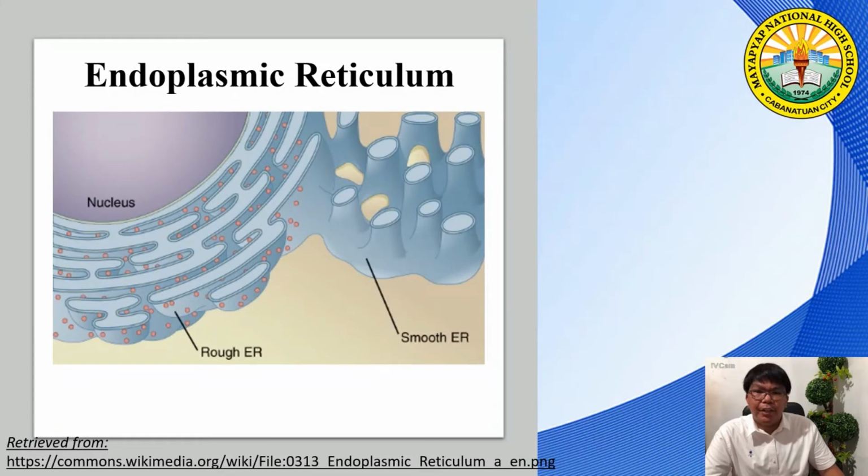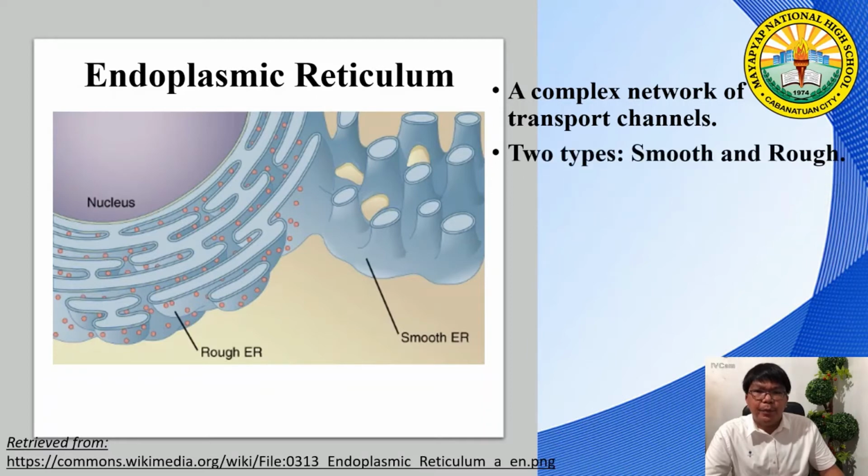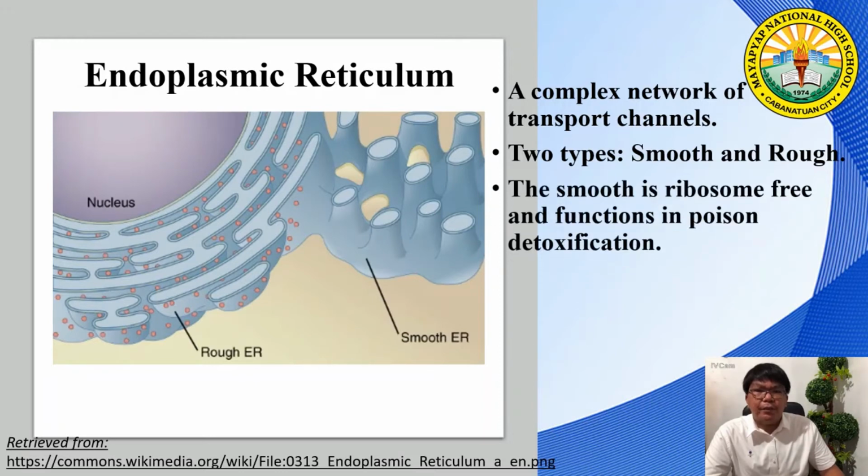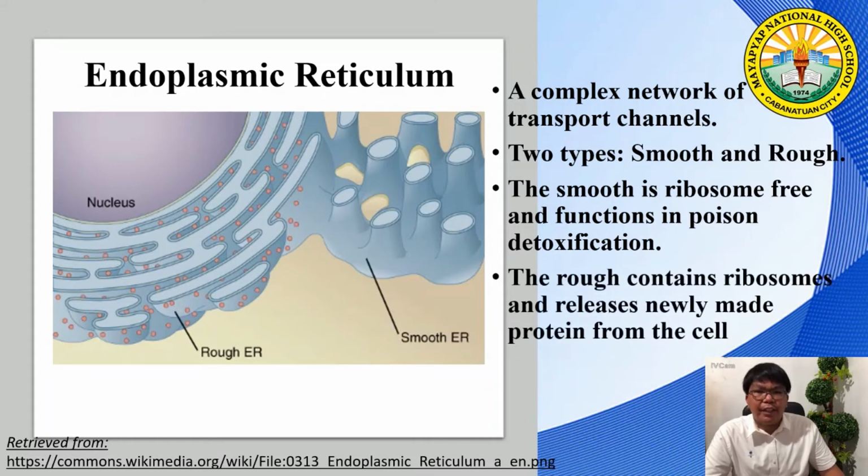Endoplasmic reticulum is a complex network of transport channels. There are two types, smooth endoplasmic reticulum and rough endoplasmic reticulum. The smooth is ribosome-free and functions in poison detoxification. The rough contains ribosomes and releases newly made protein from the cell.